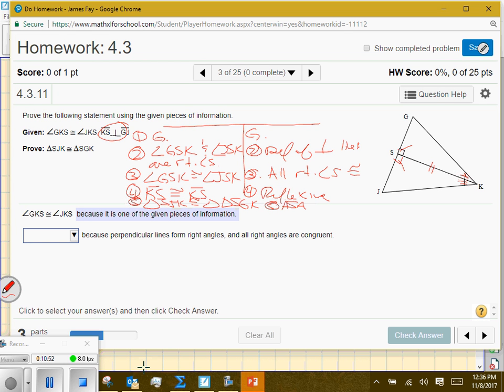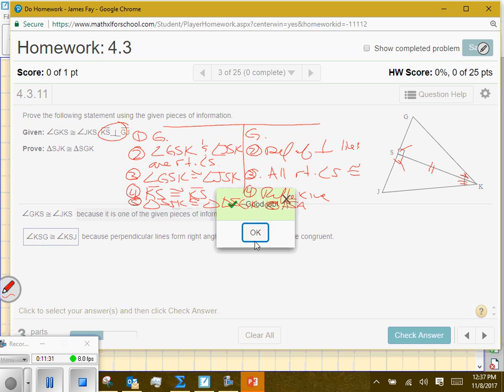And then from there it says blank because perpendicular lines form right angles. So which ones are right angles? GSK and JSK, right? Okay. Now what they do is they actually take statements 2 and 3 that we had in our two-column proof, and they put them together in one sentence, right? We know they're congruent because they were formed by perpendicular lines, and perpendicular lines give you right angles, and then all right angles are congruent. So they take statements 2 and 3 and jam them together inside one sentence. Check that answer. Good to go.